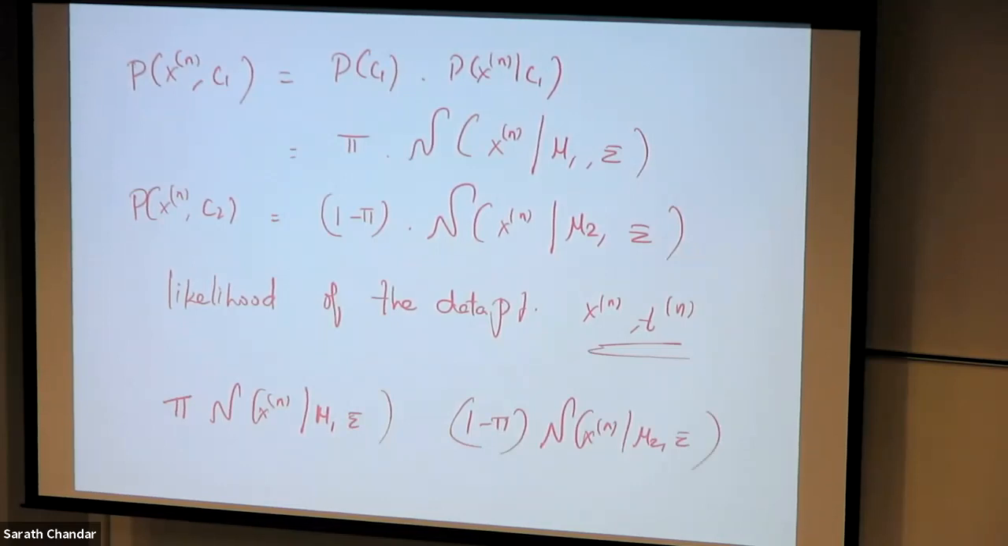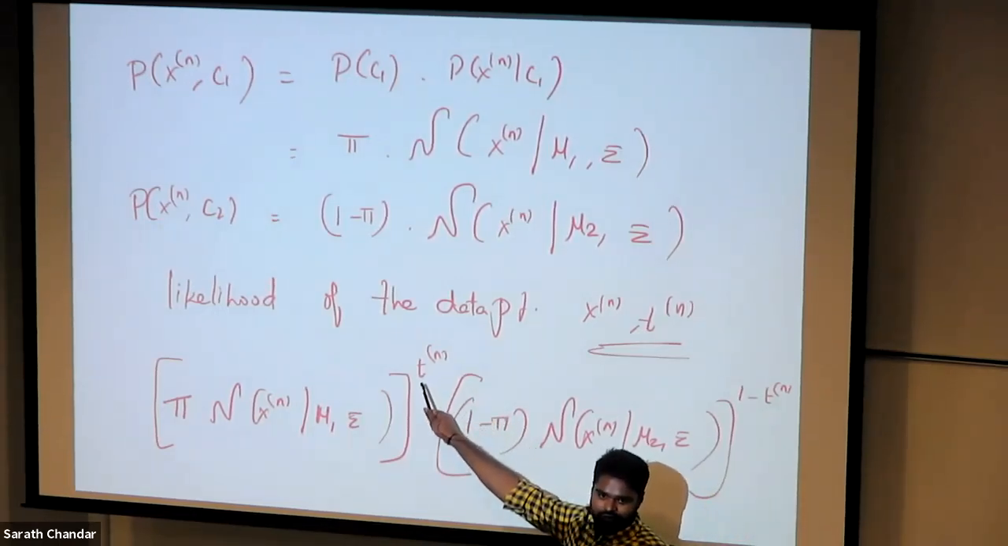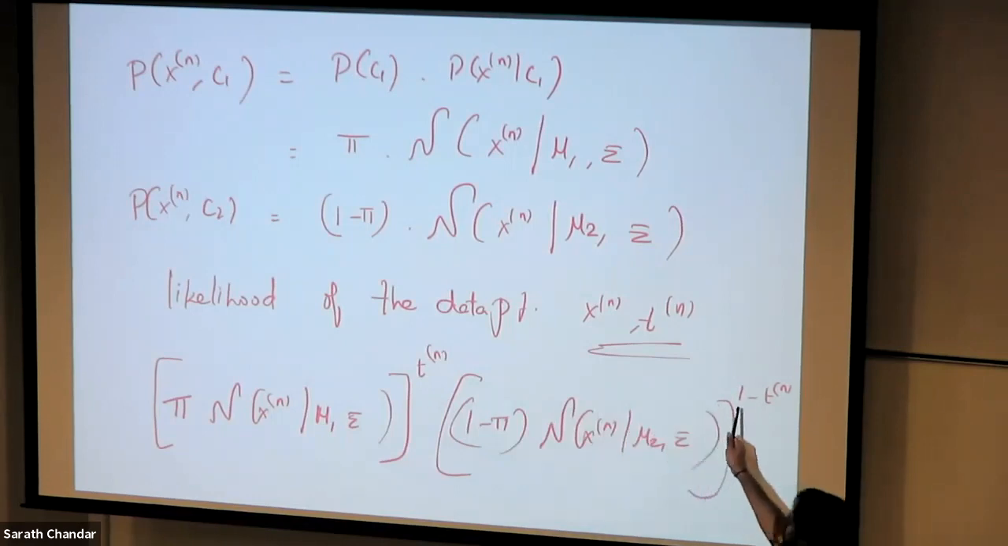Now, instead of having these two if conditions, I can put them together in a compact equation. All I have to do is have a power of tn here and a power of 1 minus tn here. So this equation compresses both the probabilities. If this data point actually comes from class 1, then we know that tn is equal to 1, and this power is going to be 1 minus 1, which is 0.